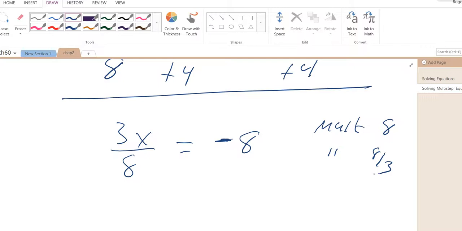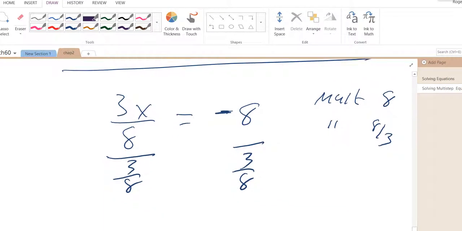All right, what's another thing we could do? Now, what if it was just 3x? What would you do to both sides? What would we do? Divide. We divide. So we can still do this. The procedure doesn't change. You can still say, hey, I'm just going to divide by 3/8.